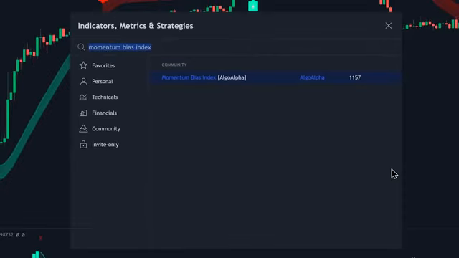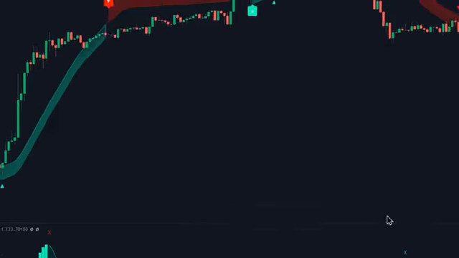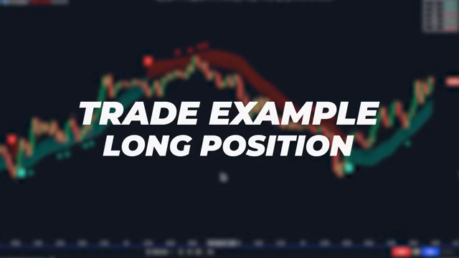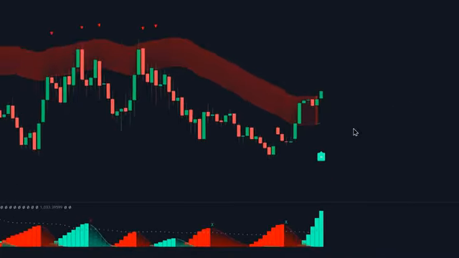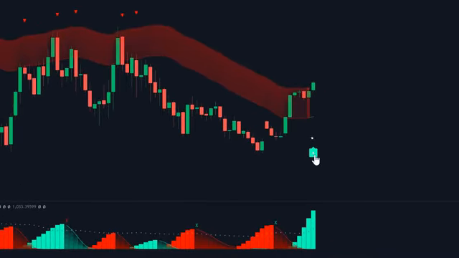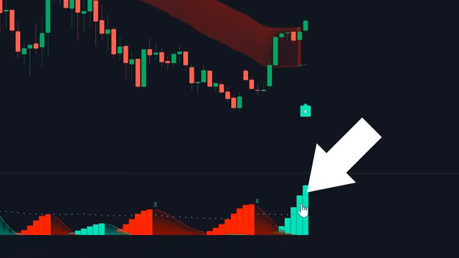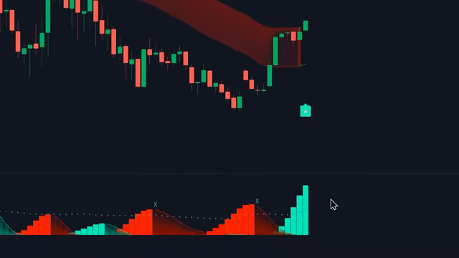In order to bring this third strategy to life, we have to add an indicator called Momentum Bias Index. This one by Algo Alpha. Once you've added it, we're not going to change anything. So let's go over the conditions for a long trade. Condition number 1, we want a bullish reversal signal to be printed by the zero lag signals indicator. Once we have it, you want to look down here at the Momentum Bias Index. 2 conditions need to be met.